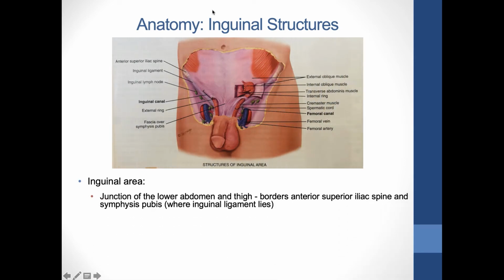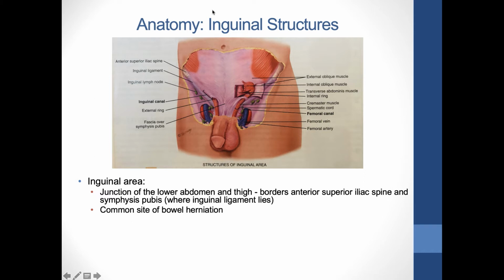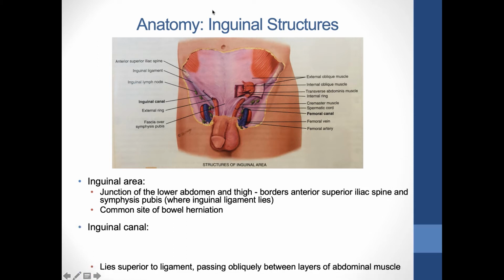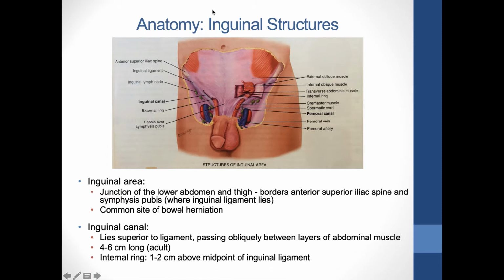The inguinal structures are shown here in the picture. The inguinal area is the junction of the lower abdomen and thigh. It borders the anterior superior iliac spine and symphysis pubis, where the inguinal ligament lies. This is a common site of bowel herniation. The inguinal canal lies superior to the ligament, passing obliquely between layers of abdominal muscle, 4 to 6 centimeters long in the adult. The internal ring is about 1 to 2 centimeters above the midpoint of the inguinal ligament, and the external ring is above and lateral to the pubis.